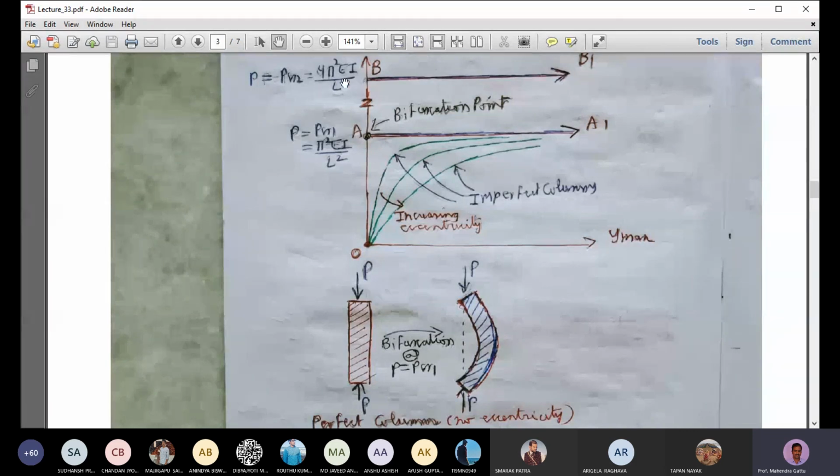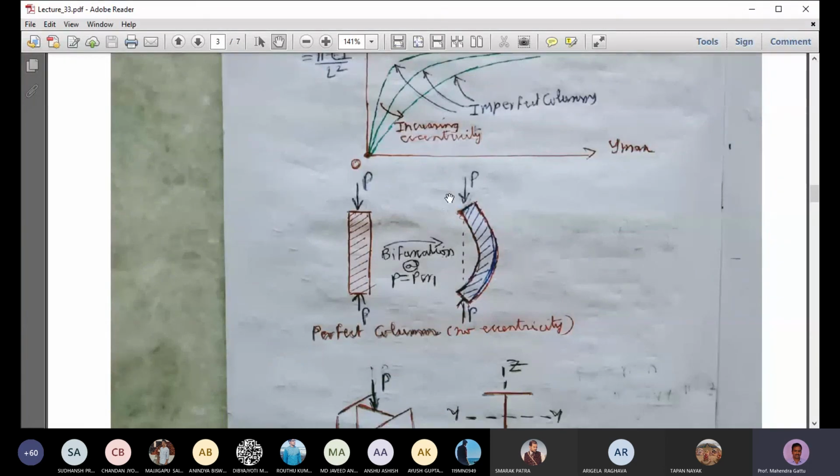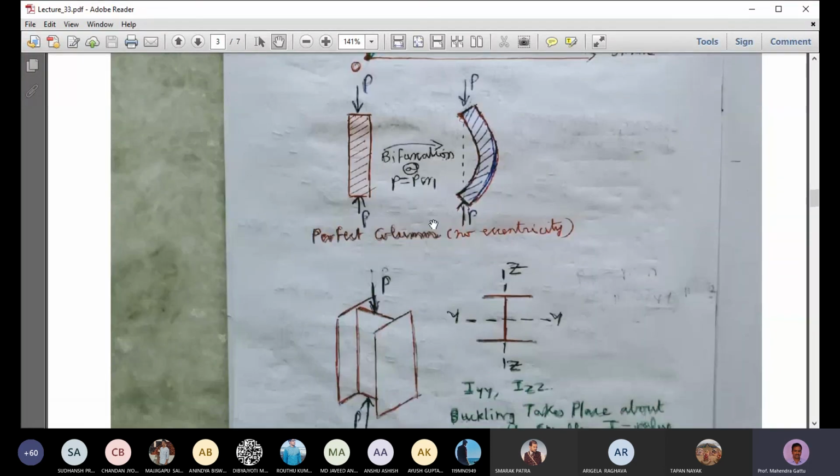When can we get the second mode of failure? I think I will not go into the details. Okay, so this is regarding the bifurcation diagram.